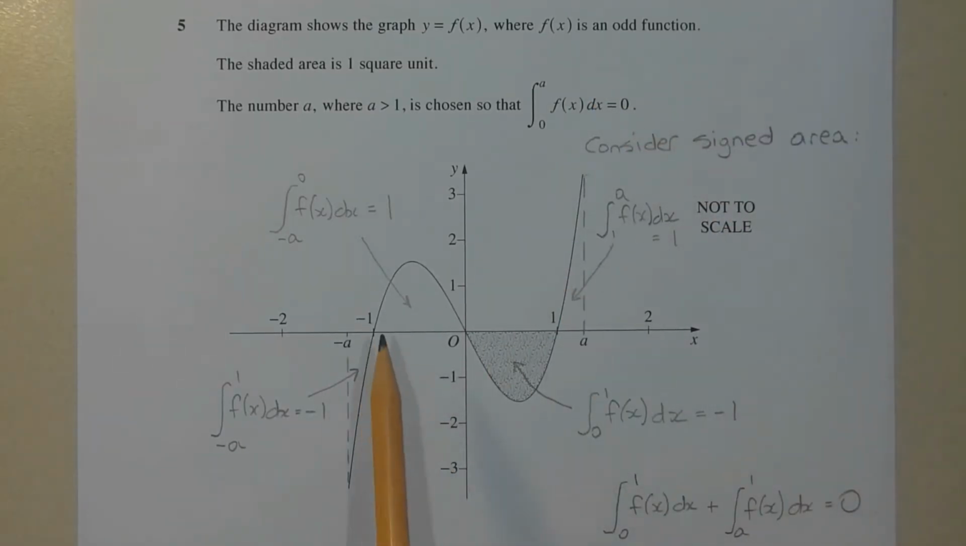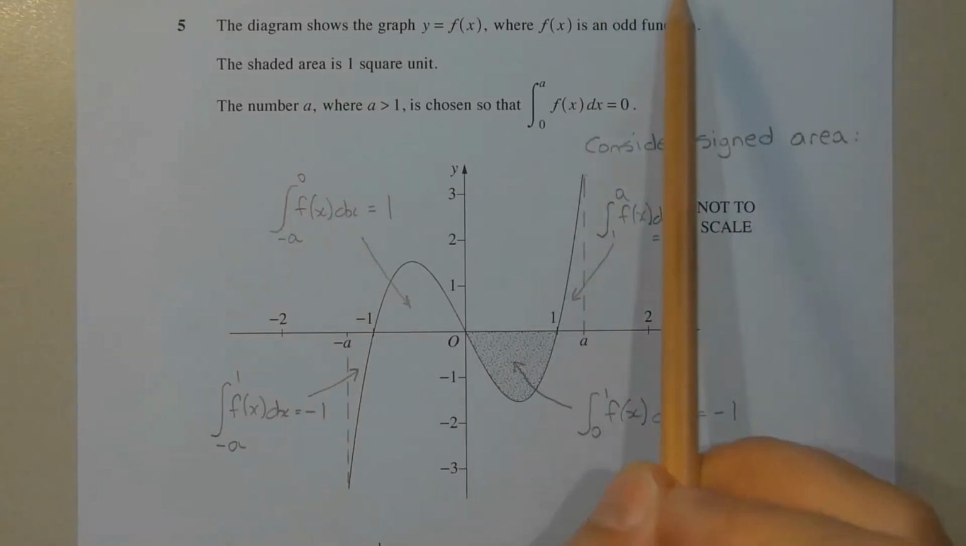So if we integrate, let's say, from negative 1 to positive 1, the answer will be 0. Since the area above the x-axis from negative 1 to 0 will equal the value of the area from 0 to 1. That's positive area, that's negative area, equal in magnitude but opposite in sign. So adding those together will give us 0. And that's a characteristic of an odd function.